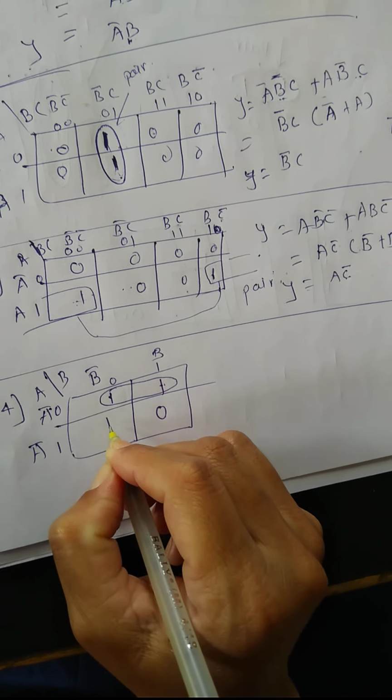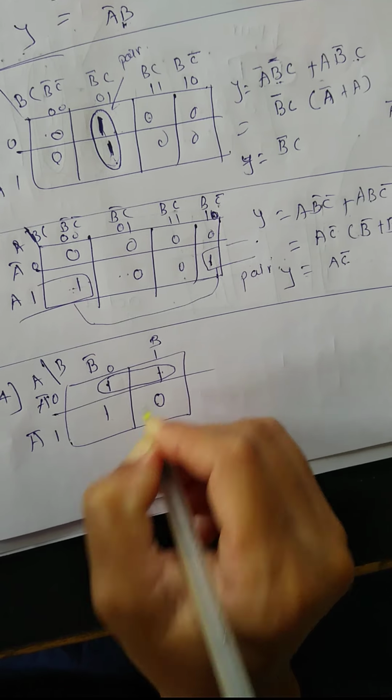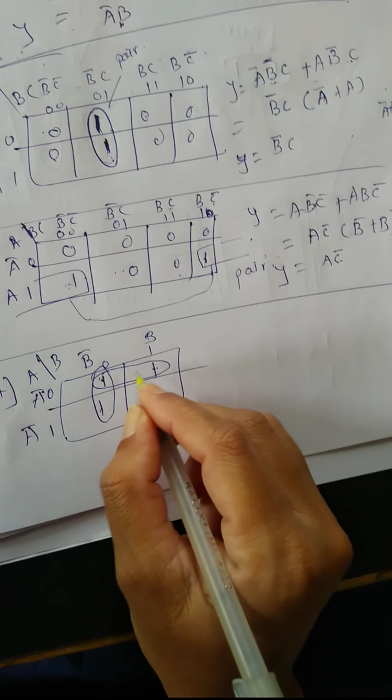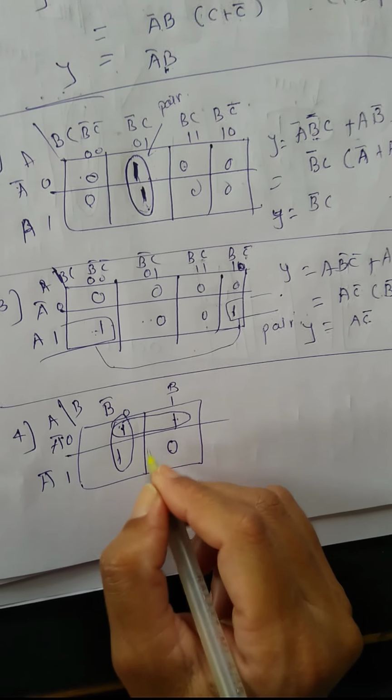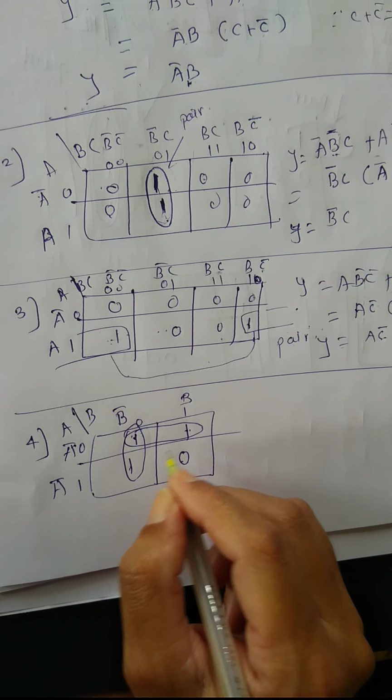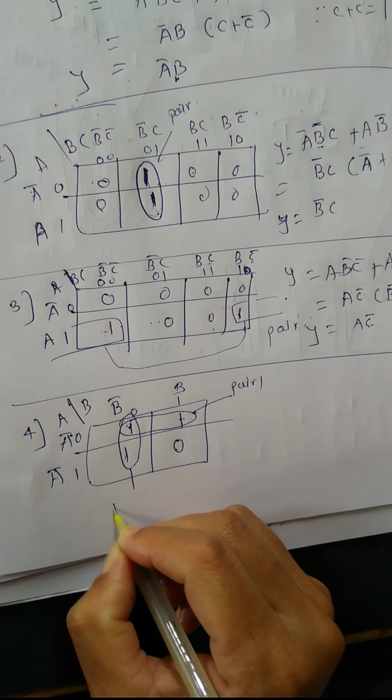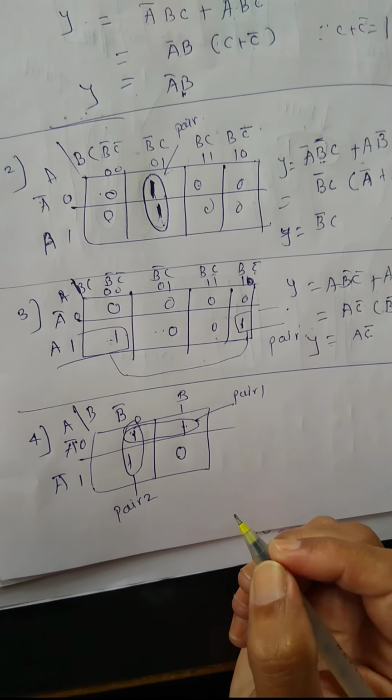So this is one pair. For this one, here is not 1 available. For this one, here is 1 available. So this is the overlapping pair, an example of overlapping pairs. This is pair 1 and this is pair 2.